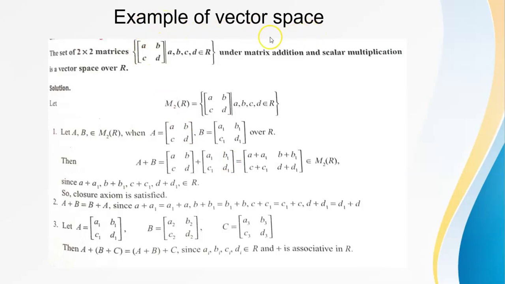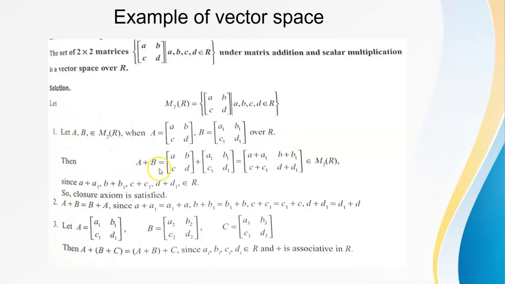Next, an example of a vector space. Now we assume 2 by 2 matrices with entries a, b, c, d where a, b, c, d belong to R. Under matrix addition and scalar multiplication, this is a vector space over R. First we assume M2(R) equals the set of such matrices where a, b, c, d belong to R. Now we take two matrices A, B belonging to M2(R), where A equals [a, b, c, d] and B equals [a1, b1, c1, d1] over R.